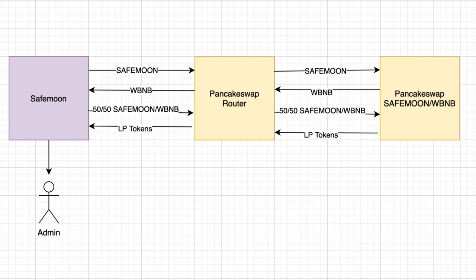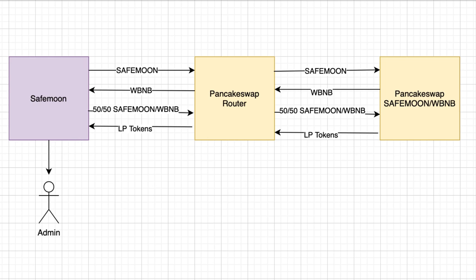So let's zoom in on the mechanism for providing liquidity on PancakeSwap. For each transfer, 5% will be used to provide liquidity on PancakeSwap. This works in several steps. First, out of this 5% transaction fee, half of it will be converted to wrapped BNB token using PancakeSwap. So we will have 2.5% of the original transaction in Safemoon token and 2.5% in wrapped BNB. And we are going to send this to PancakeSwap to provide liquidity.